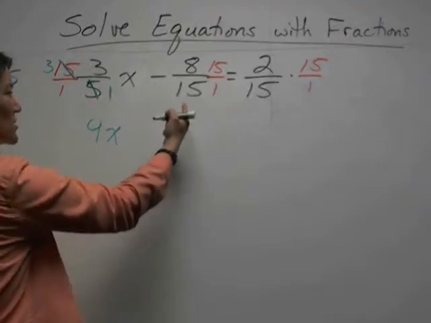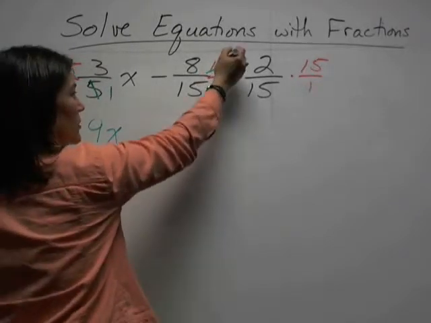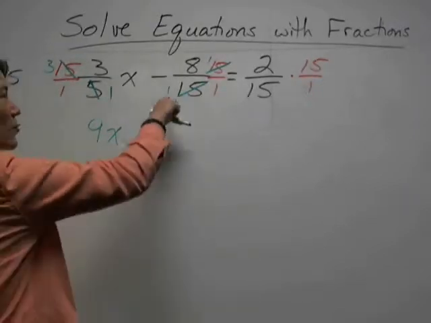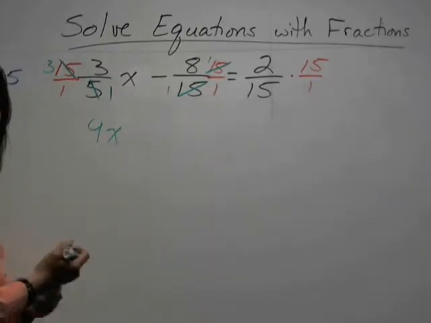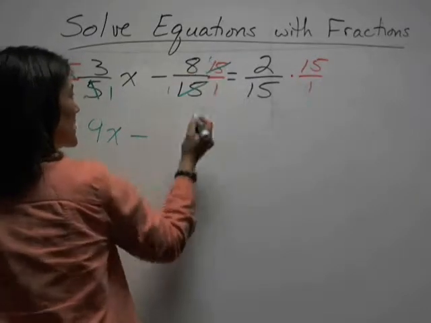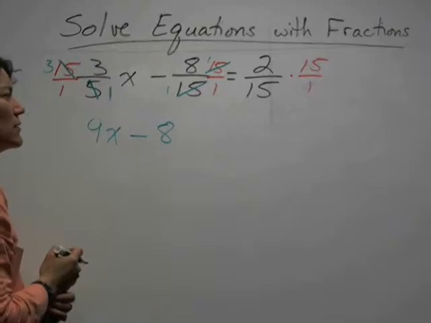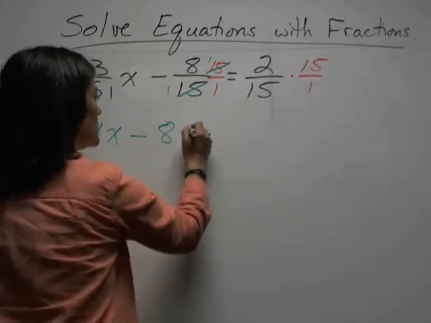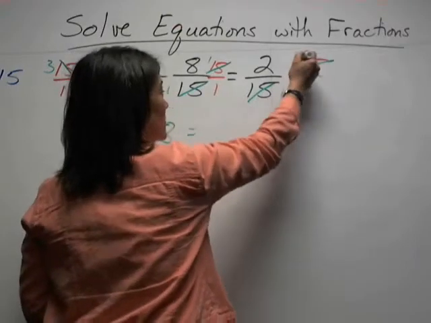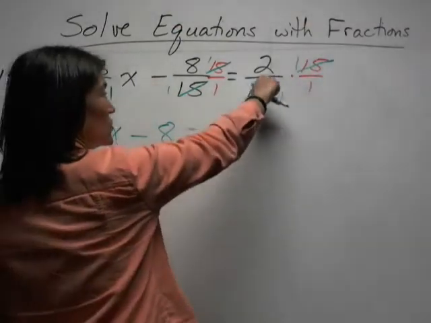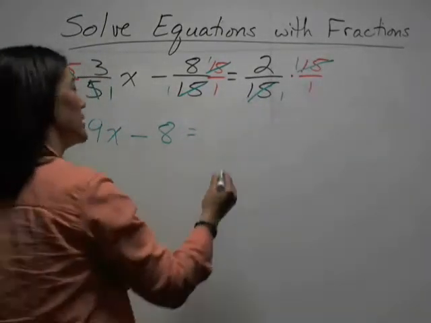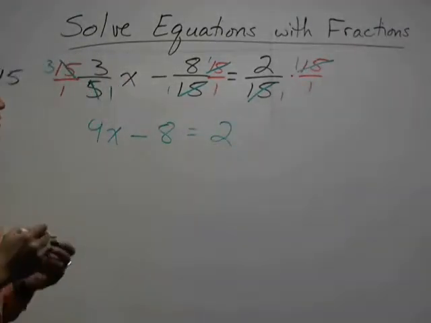Oh, what happens in the next term? 15 on top, 15 on the bottom, reduces to 1 over 1. I once again only have 1s on the bottom, which means I have a whole number. Don't forget that I'm subtracting. 8 times 1 is 8, equals, reduce here, 15 goes into 15 once, 15 goes into 15 once. I'm left with 2 times 1 on the top, and 1 times 1, which is just 1 on the bottom. So it's equal to 2.